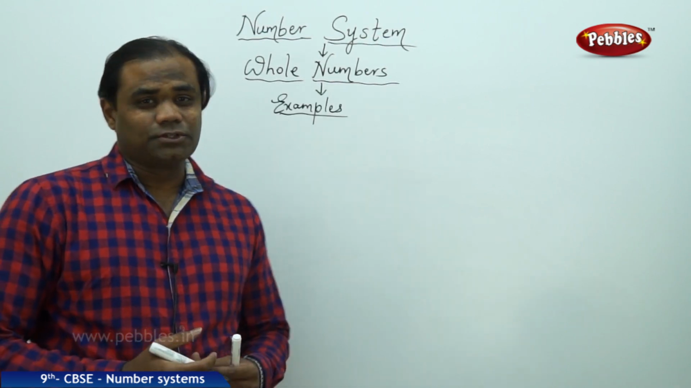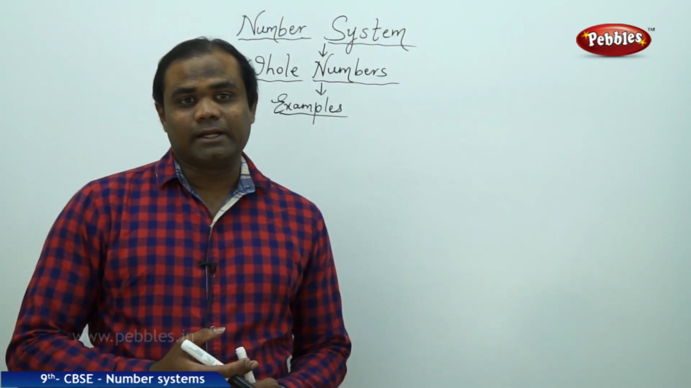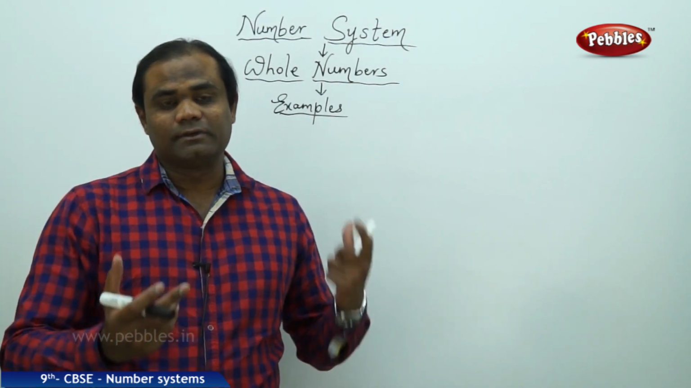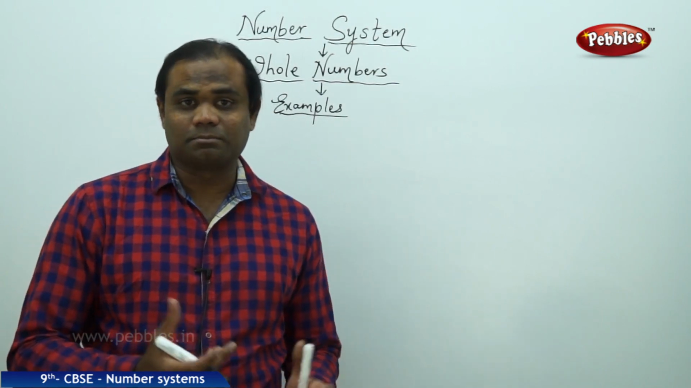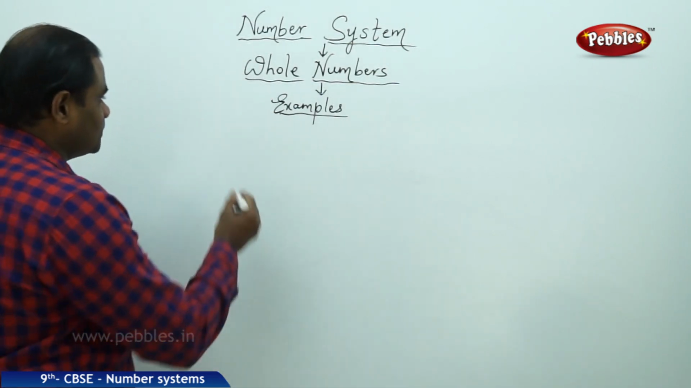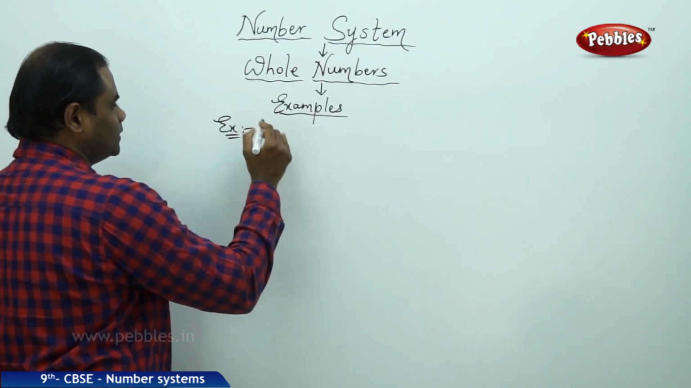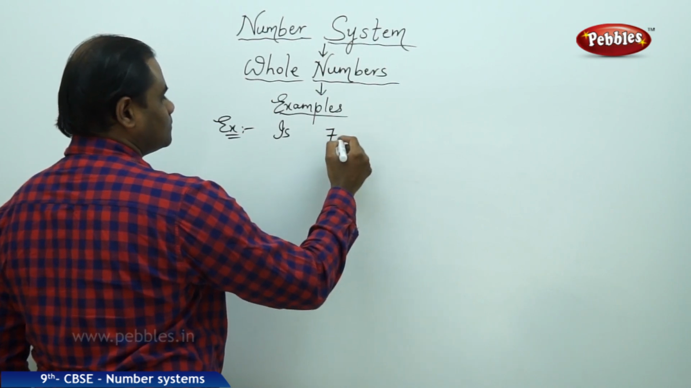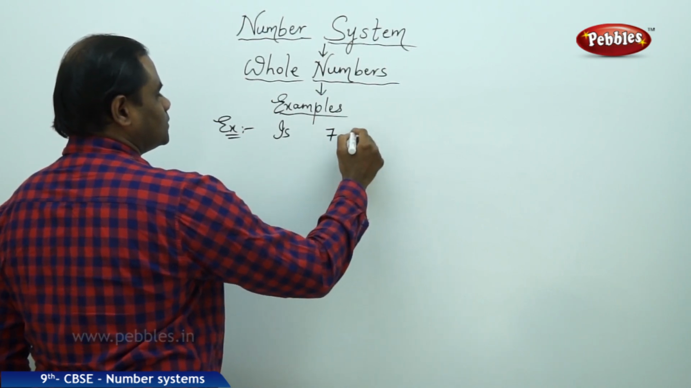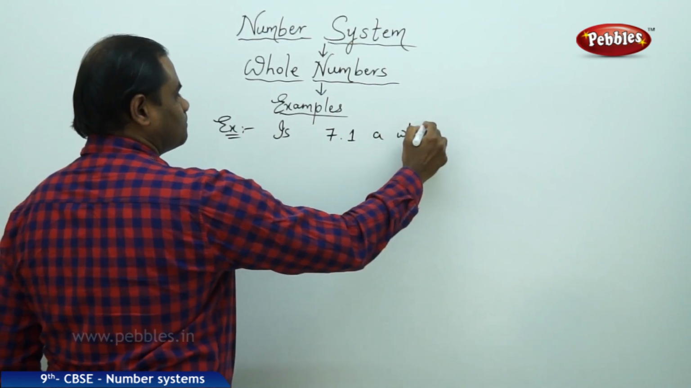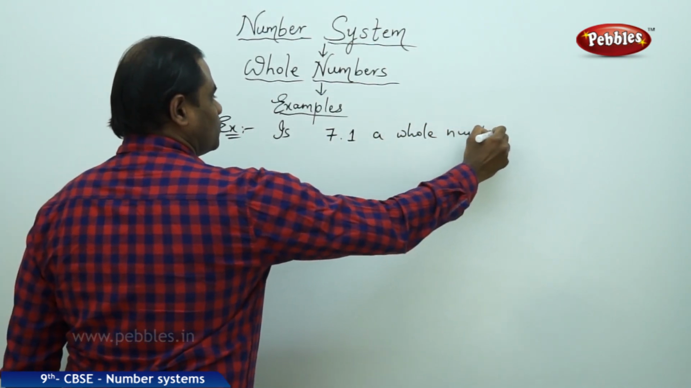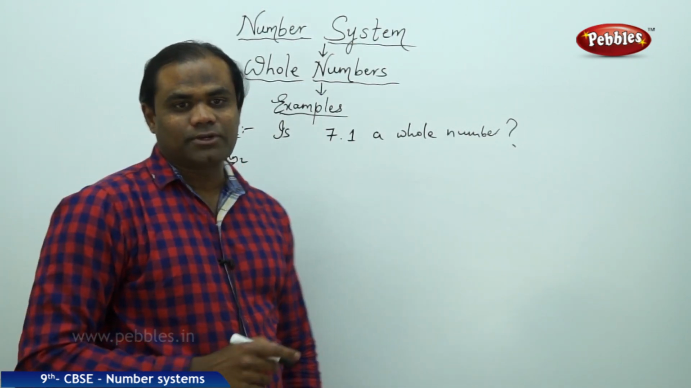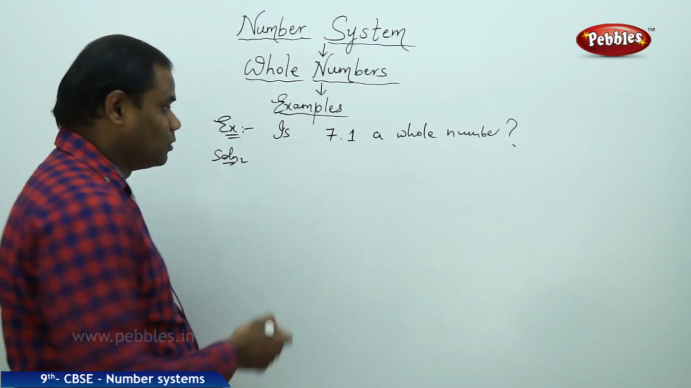Now that we have understood whole numbers and how they differ from the set of natural numbers, let's try some example problems to understand the concept more strongly. For example, is 7.1 a whole number? That is my question. 7.1, let's see if it can be expressed as a whole number.